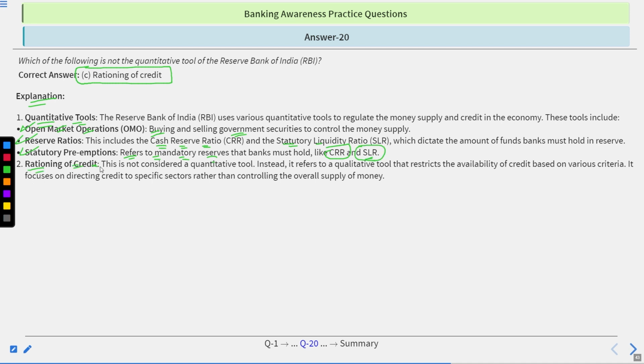Rationing of credit. This is not considered a quantitative tool. Instead, it is a qualitative tool that rations the availability of credit based on various criteria, focusing on directing credit to specific sectors rather than controlling the overall supply of money. Now let's move on.